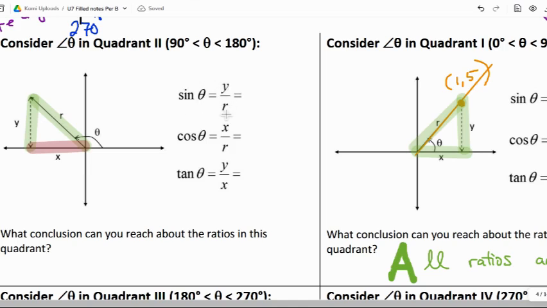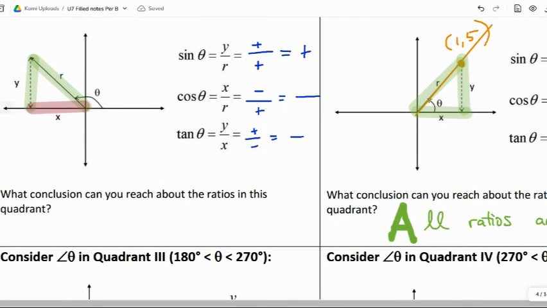So for sine, it's y over r. Y is positive, r is positive. So in quadrant 2, the sine ratio will be positive. How about cosine? It will be negative. So x is negative. And tan will also be negative. Yeah, so Andre's saying, hey, if x is negative, you have negative over positive. And tan is y over x, so that's positive over negative. Well, that's still negative. So in this case, in quadrant 2, there's only one ratio that is positive, and that is sine. And so that's our conclusion. We will say that sine is positive in quadrant 2.